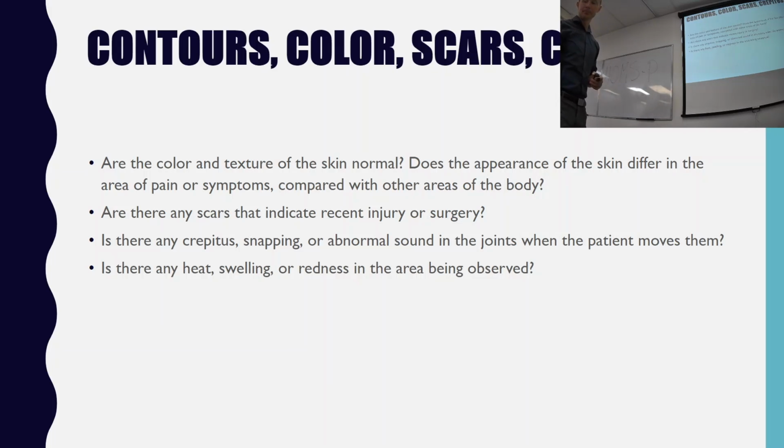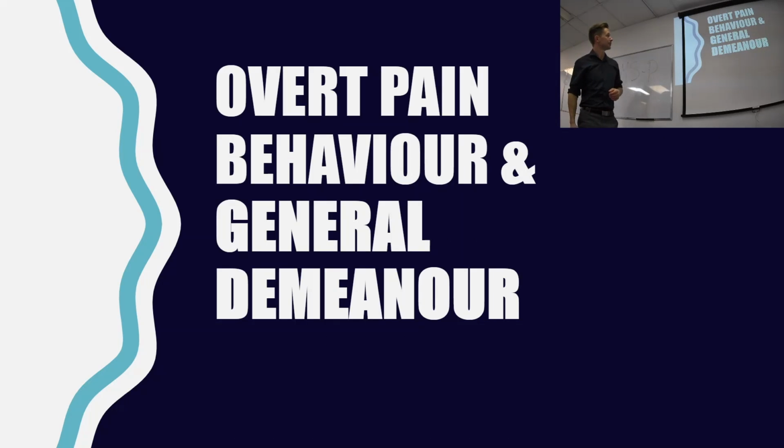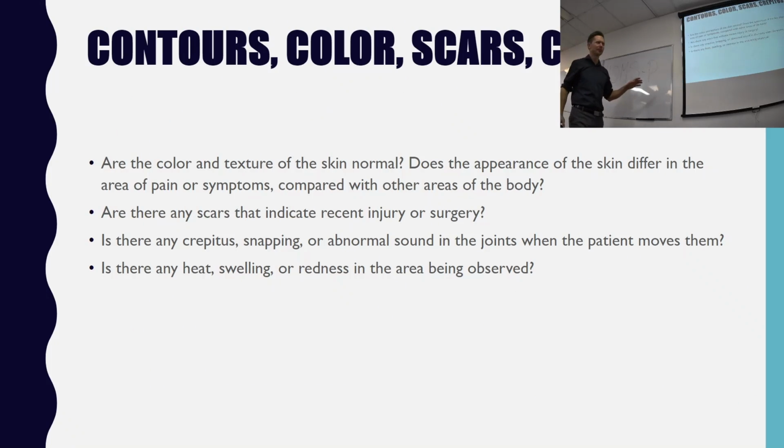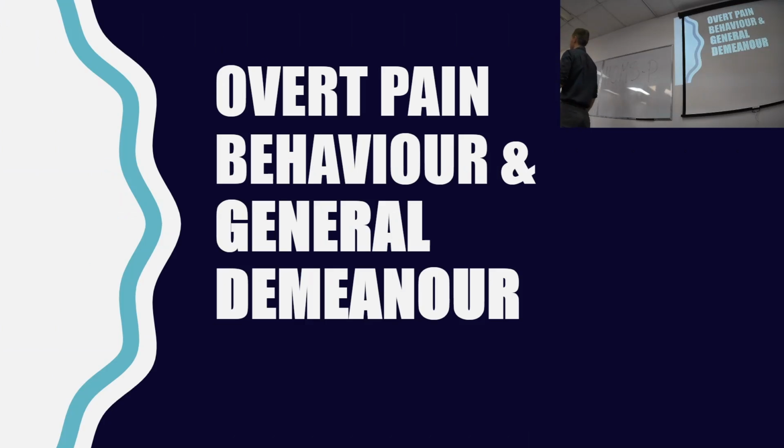Heat, swelling, and redness. Can you observe any of that? Right? That's our main colors, contours, scars, and crevice. Overt pain behavior and general demeanor. Any questions about the scars, crevice? Pretty straightforward. Next is overt pain behaviors and general demeanor.